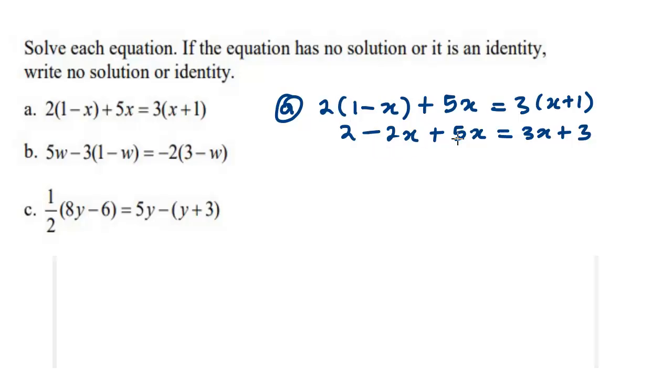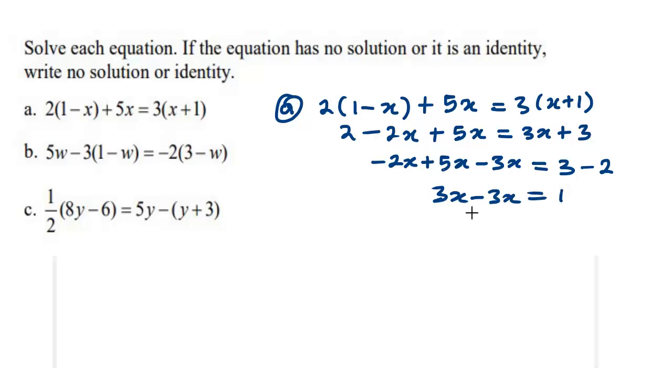Like terms. Okay, so let's bring all x together. So this is minus 2x plus 5x. So 3x is coming in, it will become minus 3x. I have said it several times that whenever a positive number is crossing the equality sign, it becomes negative. Will now be equal to what? 3. This 2 going to this side will be what? Minus 2. So minus 2x plus 5x will give us what? 3x. So this is 3x minus 3x will be what? 3 minus 2, 1. So 3x minus 3x, that is 0, is equal to 1.